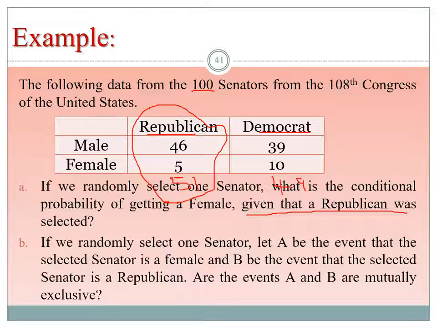Okay, so in this case maybe we can calculate some values. The probability of A intersection B exists, it is not zero. So in this case, it is not a mutually exclusive event. Alright.